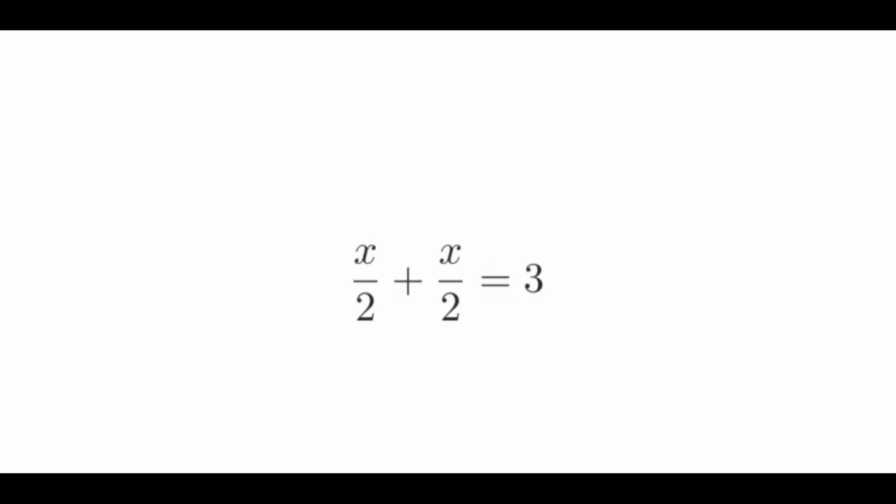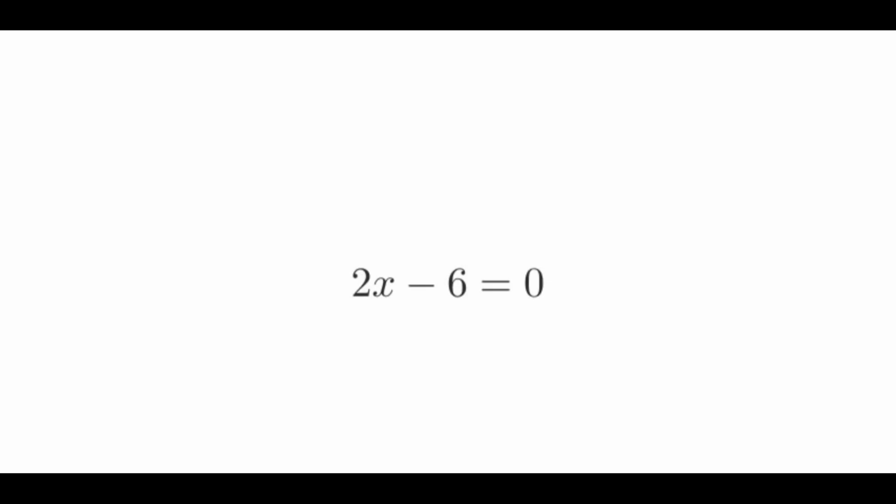But what if the variable terms cancel out? Consider an equation like this. If we multiply by the LCD 2, we get 2 times x over 2 plus 2 times x over 2 equals 2 times 3. This simplifies to x plus x equals 6, which is 2x equals 6. If we then subtract 6 from both sides, we get 2x minus 6 equals 0.